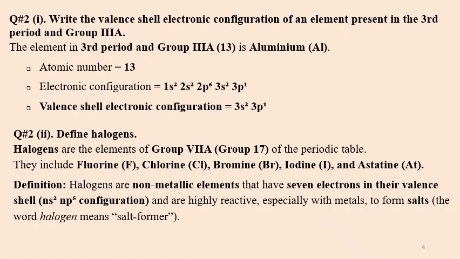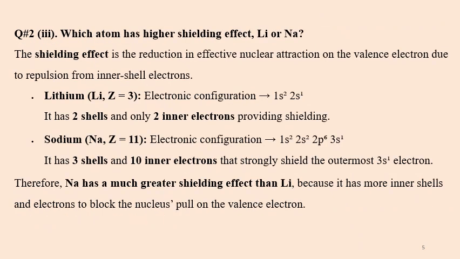Okay, next is define halogens. Halogens are the elements of group 7A, which is 17 of the periodic table. They include fluorine, chlorine, bromine, iodine, and astatine. Definition: halogens are non-metallic elements that have 7 electrons in their valence shell and are highly reactive, especially with metals, to form salts. The word halogen means salt former, salt बनाते हैं.